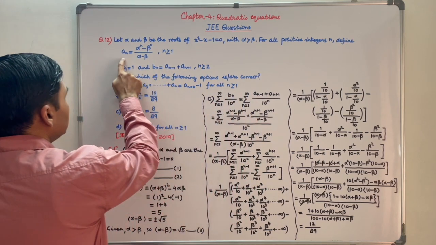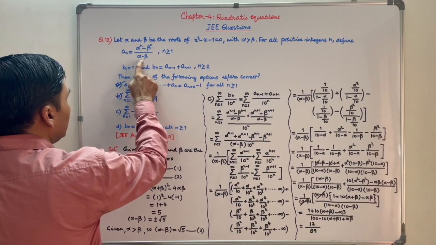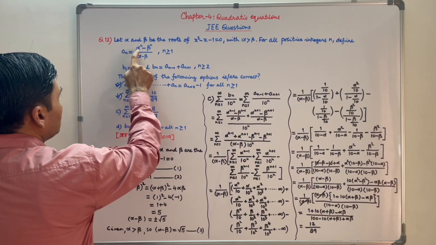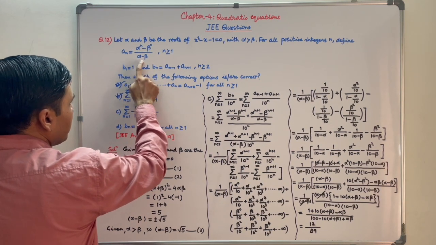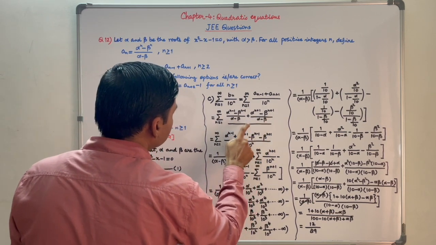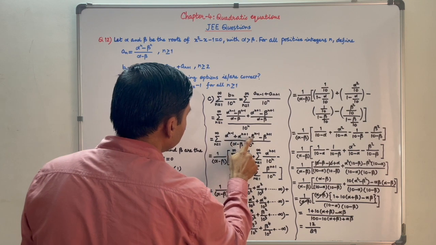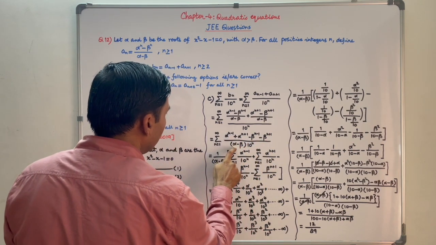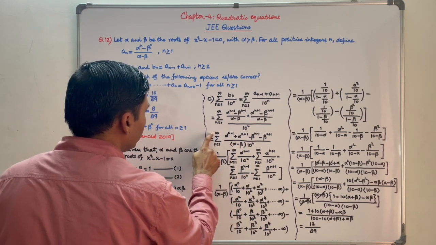An minus 1 is equal to alpha to power n minus 1 minus beta to power n minus 1 upon alpha minus beta. And an plus 1 is equal to alpha to power n plus 1 minus beta to power n plus 1 upon alpha minus beta. So this can be simplified as alpha to power n minus 1 plus alpha to power n plus 1 minus beta to power n minus 1 minus beta to power n plus 1 upon alpha minus beta into 10 to power n from n is equal to 1 to infinity.